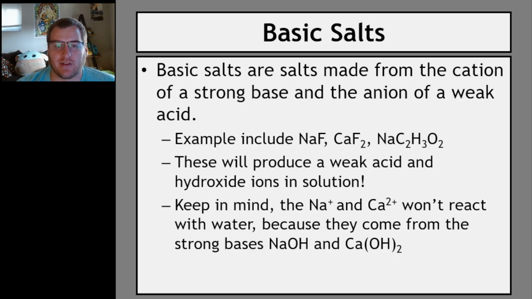There's a lot of information there, okay? Basic salts are salts made from the cations of a strong base and the anion of a weak acid. Examples include NaF, sodium fluoride, calcium fluoride, and NaC2H3O2, sodium acetate. These will produce a weak acid and hydroxide ions in solution. Keep in mind the Na+ and Ca2+ won't react with water because they come from the strong bases, sodium hydroxide and calcium hydroxide.